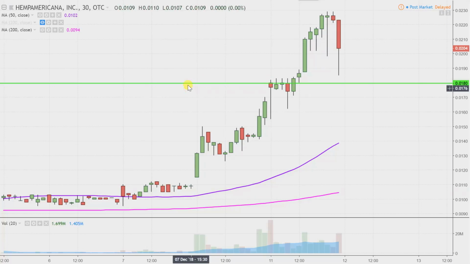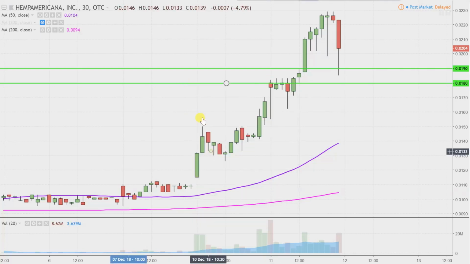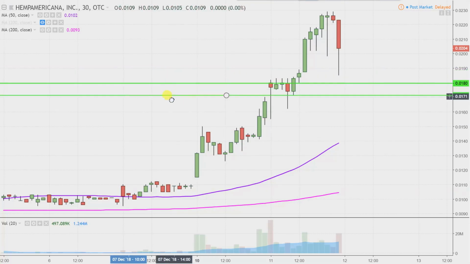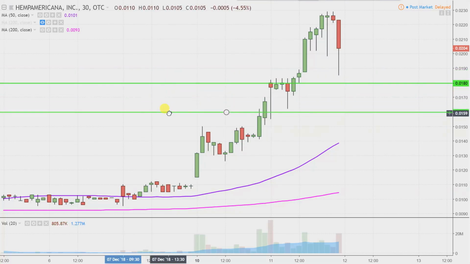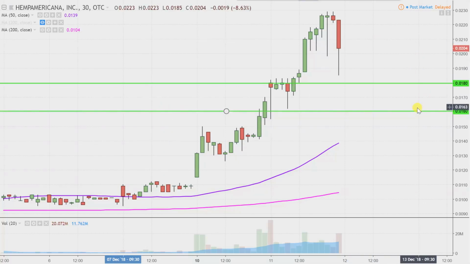of strength going forward. Next level of support, in the event that level does not hold, would be down here at that area at approximately 0.016. So 0.018, 0.016, two of the near-term levels of support.